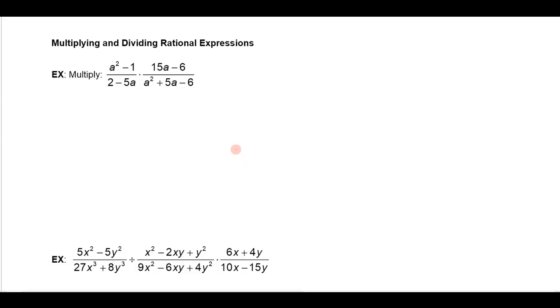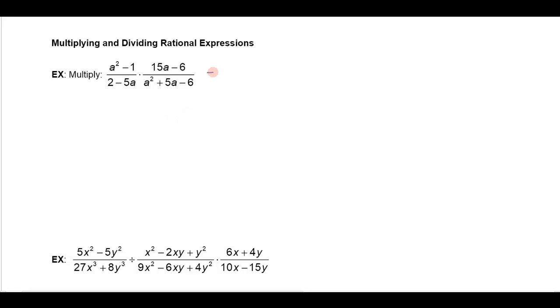Hi everybody. In this video we want to look at multiplying and dividing some rational expressions. So let's get started. Here's a rational expression, a ratio of two polynomials. I want to multiply it by this rational expression. And so whenever we multiply fractions, we just multiply the numerators and multiply the denominators.